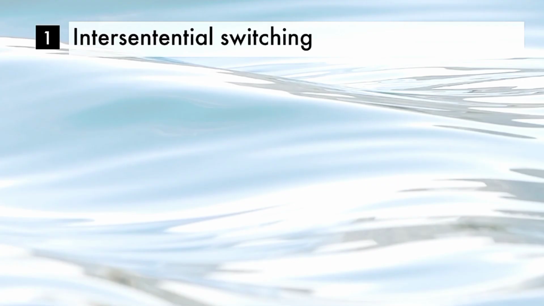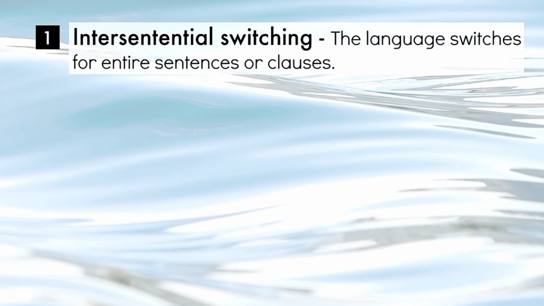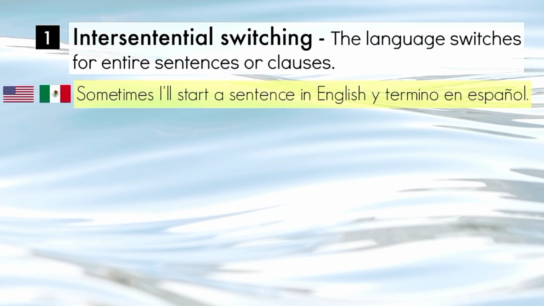Code switching takes a few different forms. Here are some of the main ones. Number 1. Intersentential switching, in which the language switches for entire sentences or clauses. For example, a bilingual Spanish-English speaker says, "Sometimes I'll start a sentence in English y termino en español."